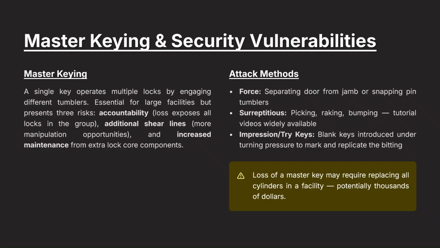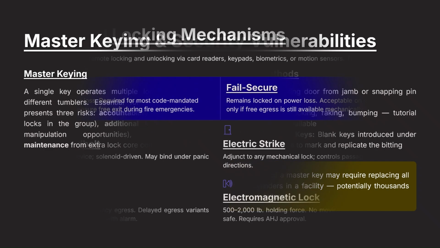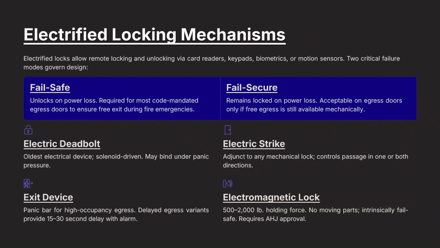Therefore, master key systems must be carefully controlled, monitored, and supported with strong key management policies. Electrified locking mechanisms enhance access control by integrating locks with power systems. Fail-safe locks unlock during power loss and are typically used where safety and emergency egress are critical. Fail-secure locks remain locked during power failure, offering higher security but requiring alternate exit provisions.